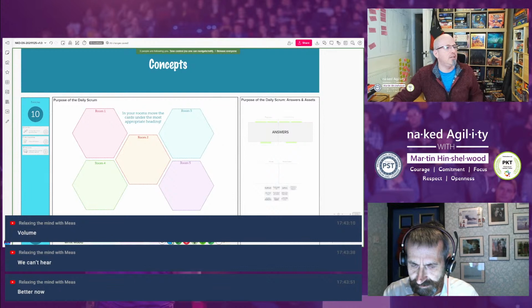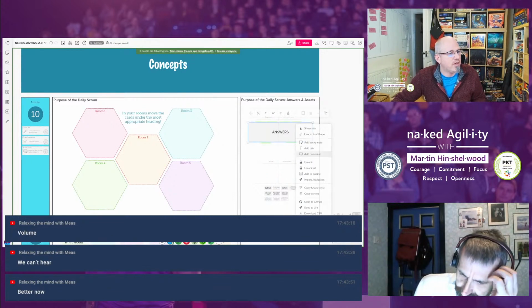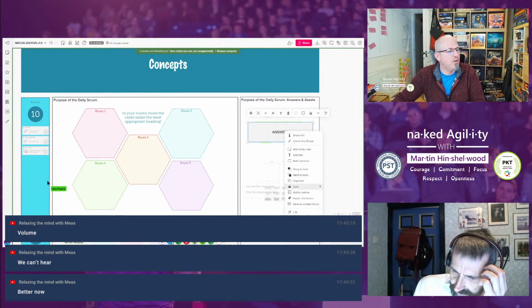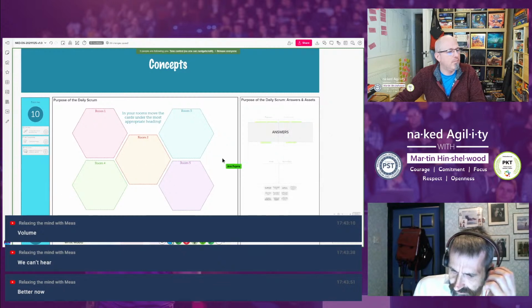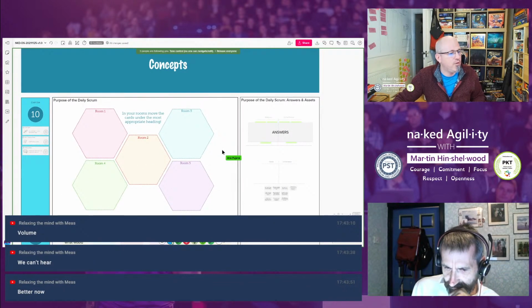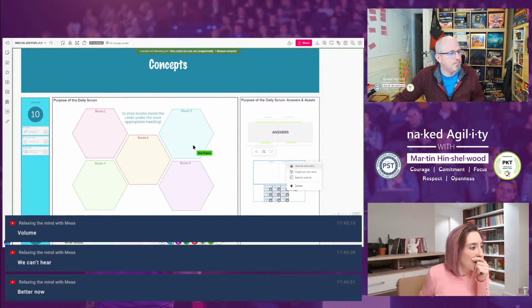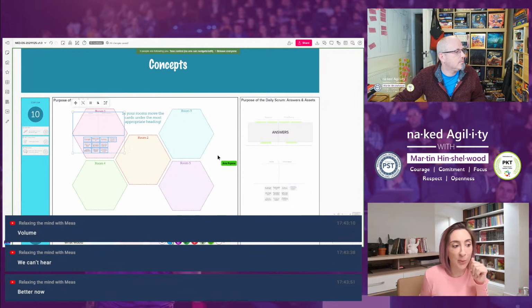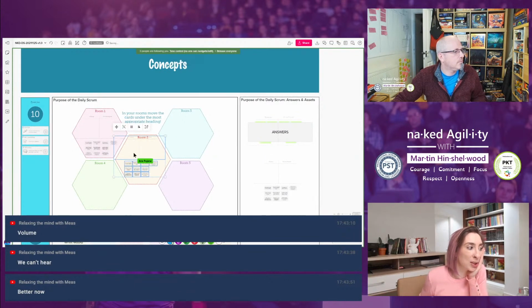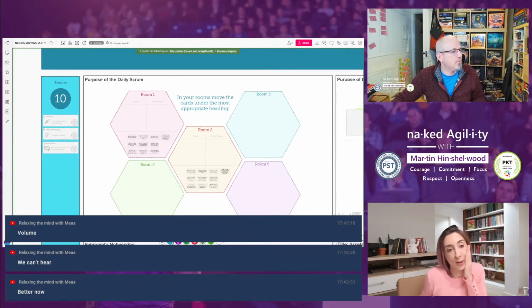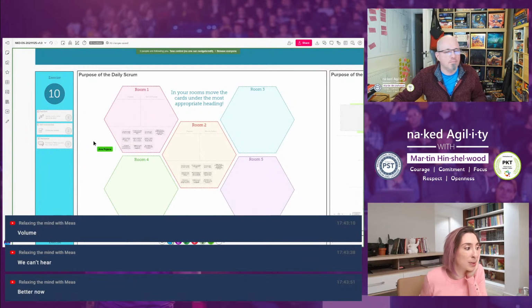Anna, would you like to introduce this exercise, the card sort, while I put the cards in the right place for us? Yeah. So right now what Martin is doing, we have some cards and we want you to sort them based on if those cards belong to the purpose of the daily Scrum or they do not belong to its purpose. Okay.